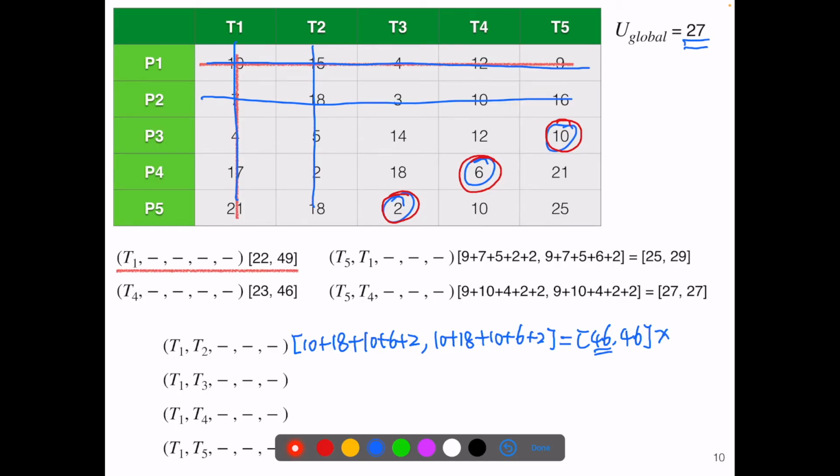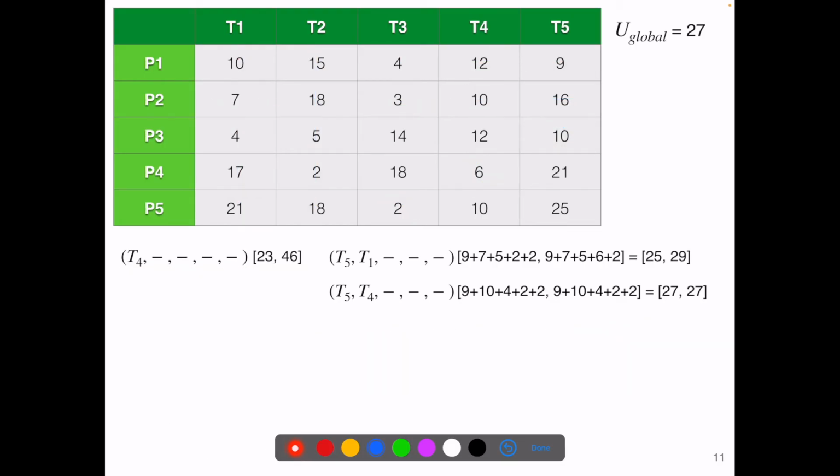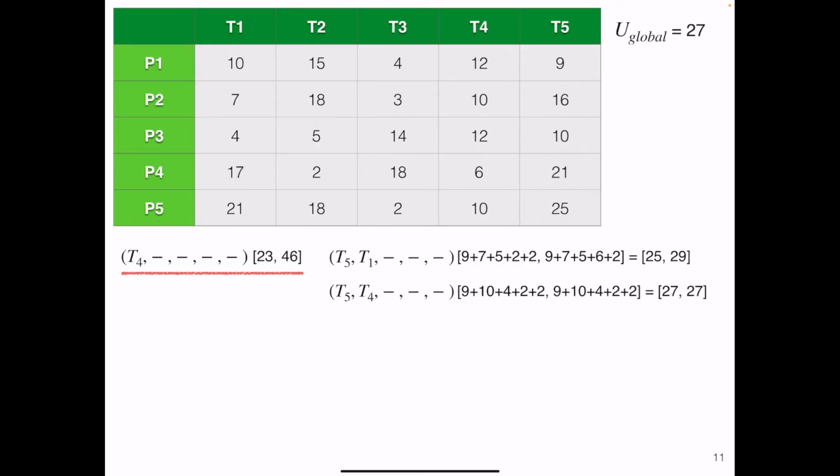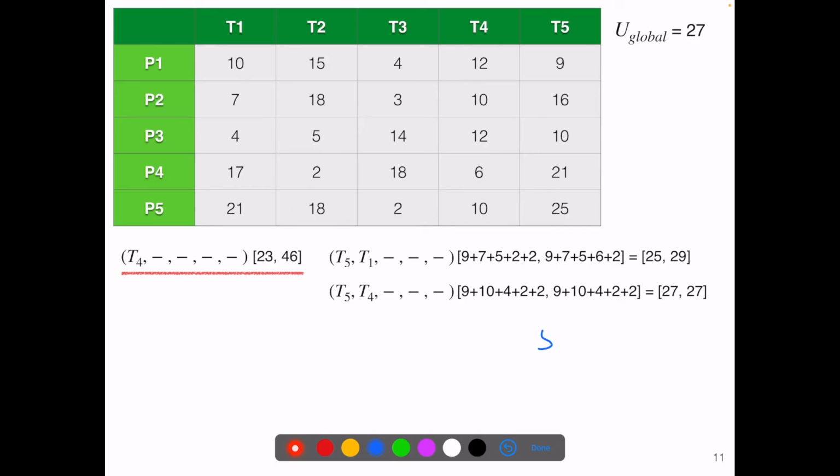Please pause the video and see if you can compute the lower and upper bounds for the rest of the 3 partial solutions. Now we are left with 3 live partial solutions. The most promising one is this. We can continue the process and compute. We have computed about 20 partial solutions so far and will likely need to compute 20 more. If we use brute force, the total possible complete solutions will be 5 factorial. That'll be 120. So we have significantly reduced the branches we need to look at.